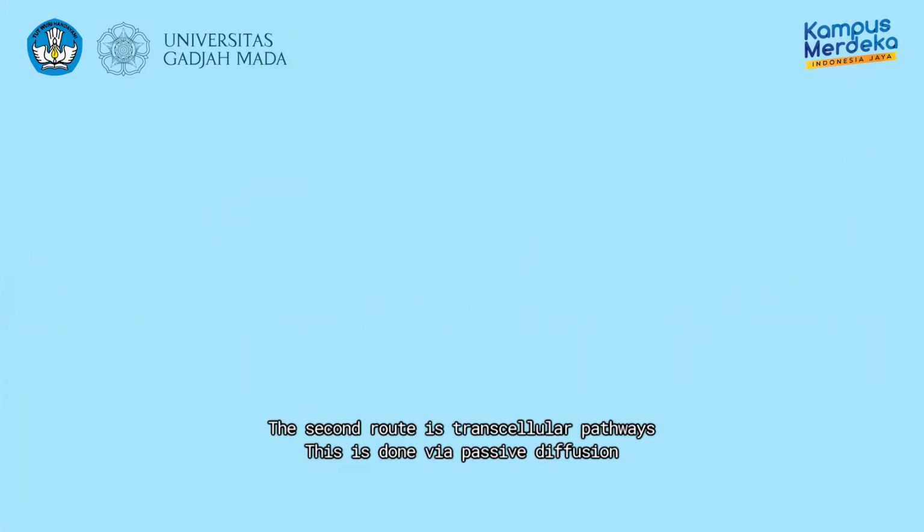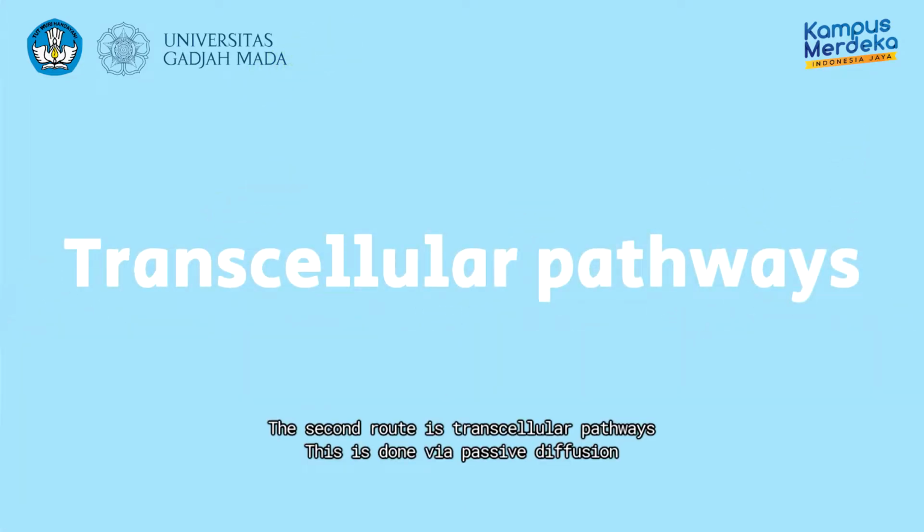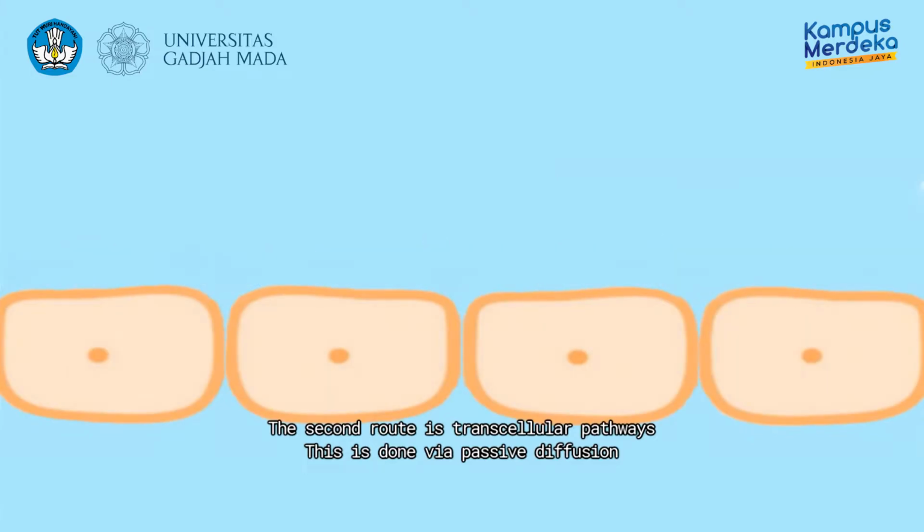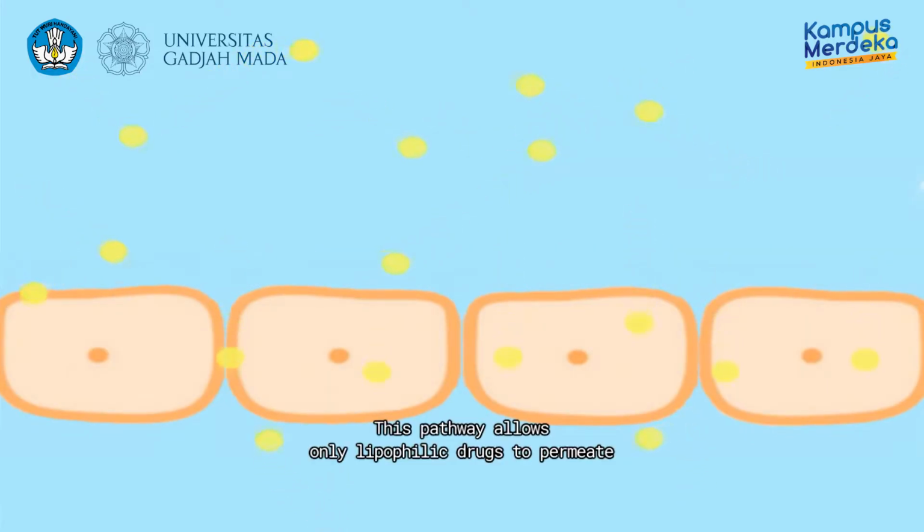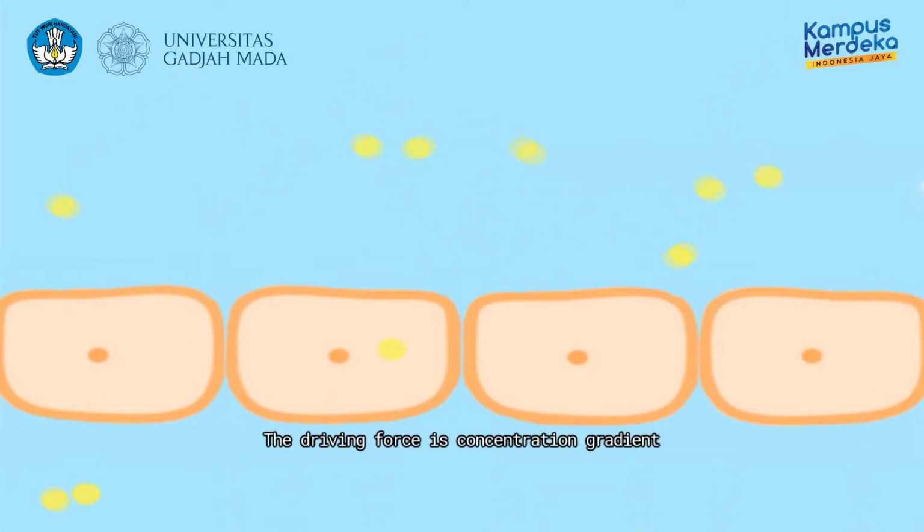The second route is the transcellular pathway. This is done via passive diffusion. This pathway allows only lipophilic drugs to permeate. The driving force is the concentration gradient.